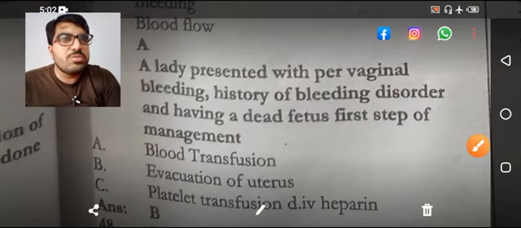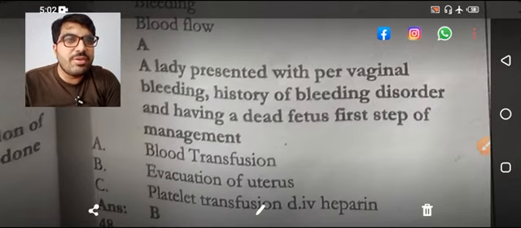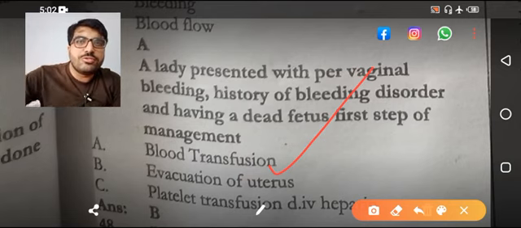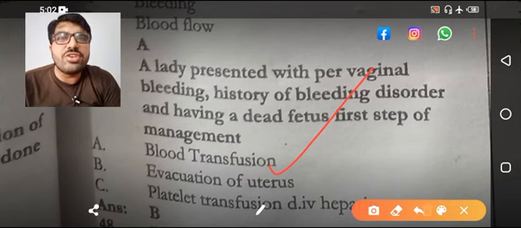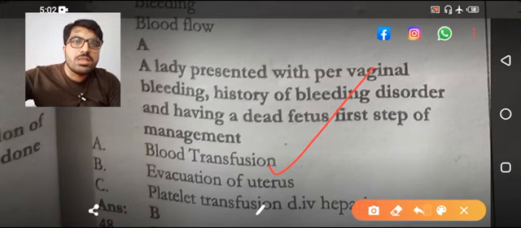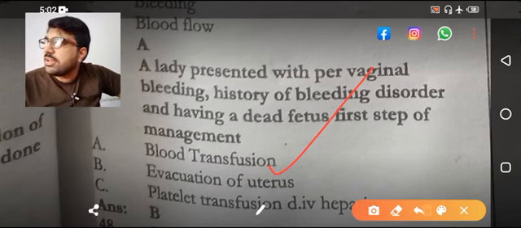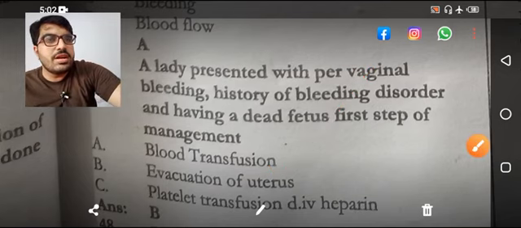A lady presented with pervaginal bleeding, history of bleeding disorder, and having a dead fetus. Now, having a dead fetus, the best initial step is evacuation of the uterus. Remove the dead fetus before the patient goes into DIC, because if a person is having a bleeding disorder and goes into DIC, it is fatal.